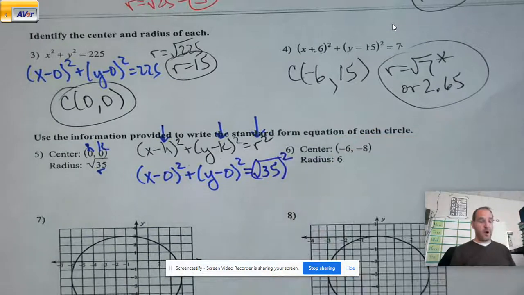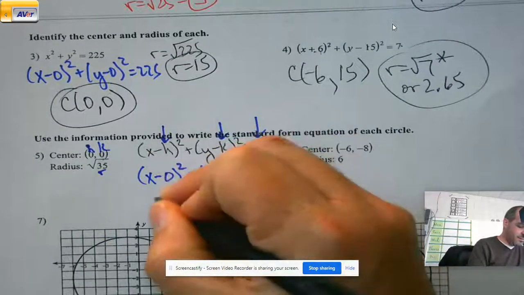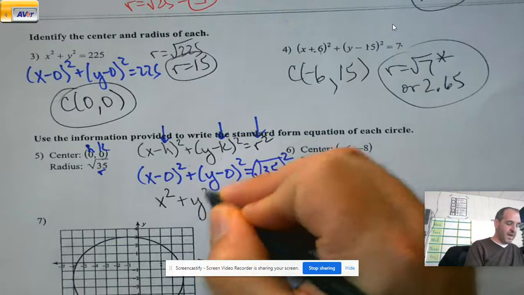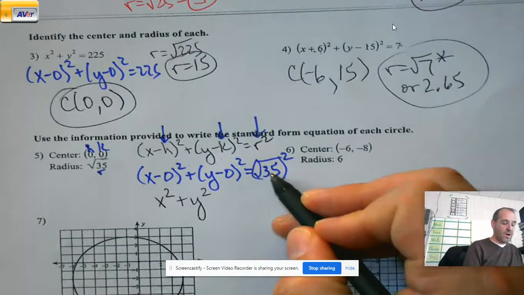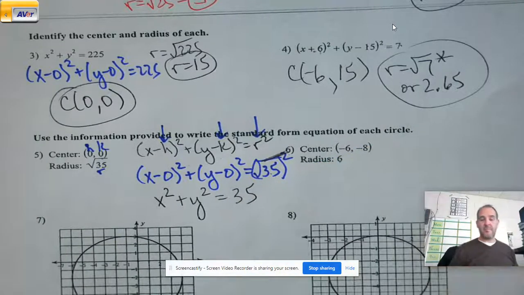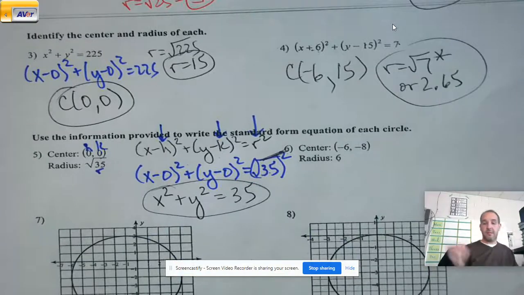Don't forget about the squared part. Whatever this number is, we're squaring it. So what does that mean? Well, x minus 0 is just x. So x squared. Y minus 0 is just y. So y squared. And squared and square root just cancel. Or I could type it in my calculator and I'll see the same thing. And that's it. I'm done.